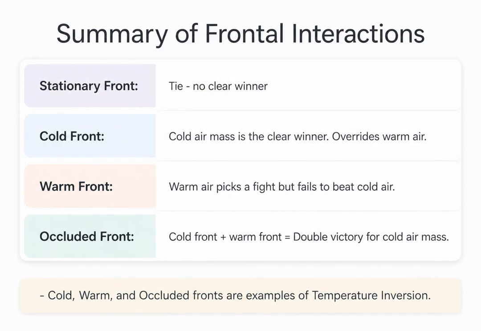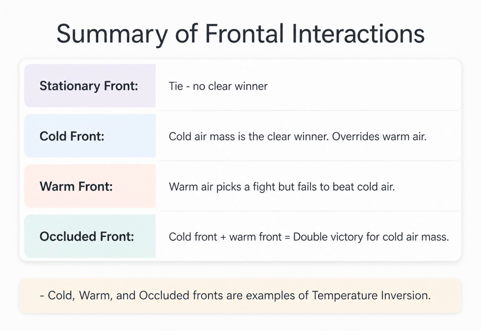To summarize these interactions, think of them as a contest. A stationary front is a tie with no clear winner. In a cold front, the cold air mass is the clear winner, completely overriding the warm air. In a warm front, the warm air tries to advance but fails to beat the dense cold air. And an occluded front is a double victory for the cold air mass.